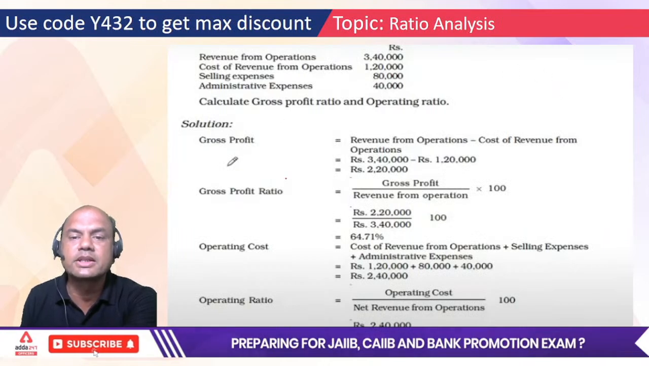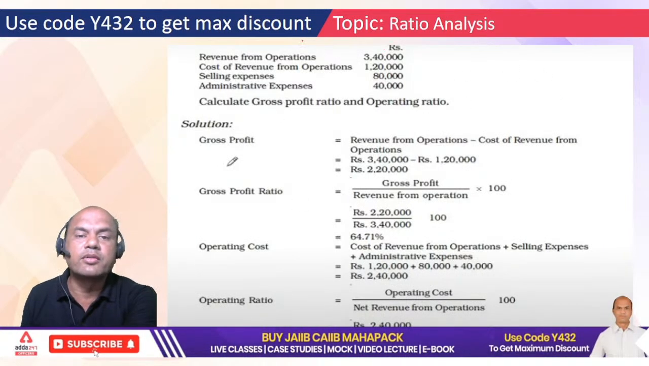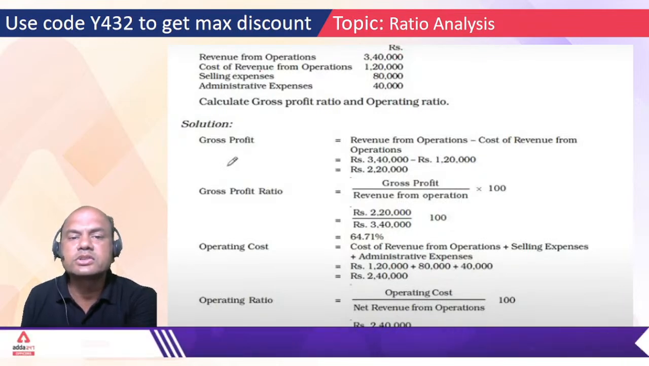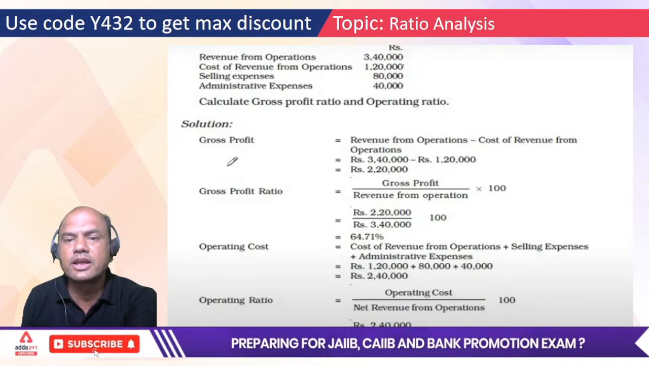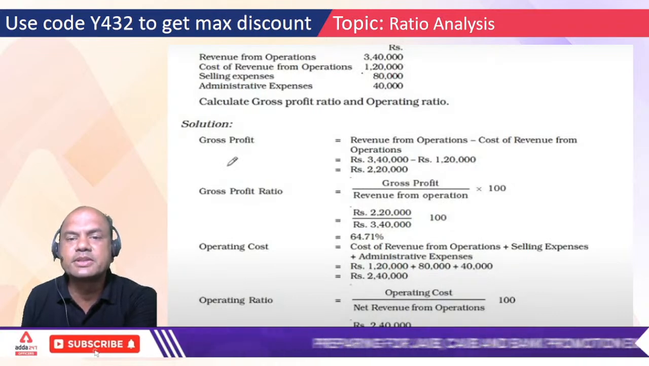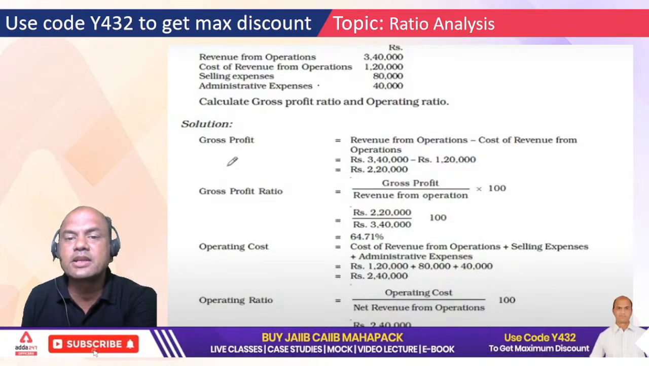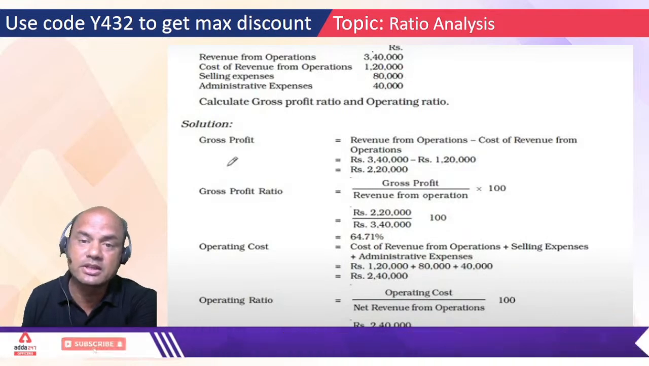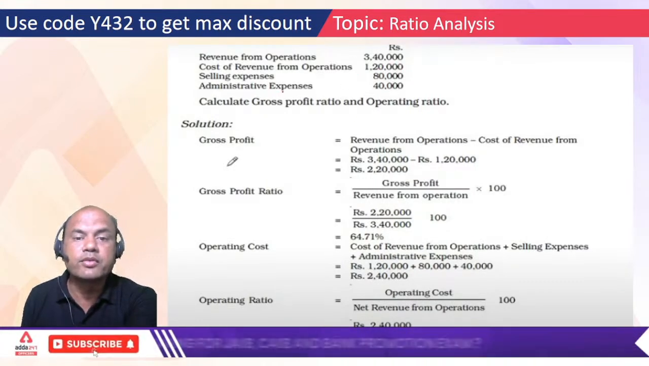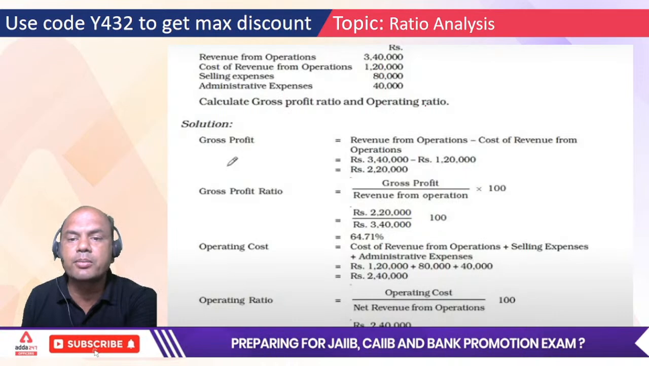Let me solve one more case over here. Revenue from operations is 3,40,000. Cost of revenue from operations 1,20,000. Selling expenses 80,000. Administrative expenses 40,000. Now this is a difficult one. We have to calculate the gross profit ratio and operating ratio.